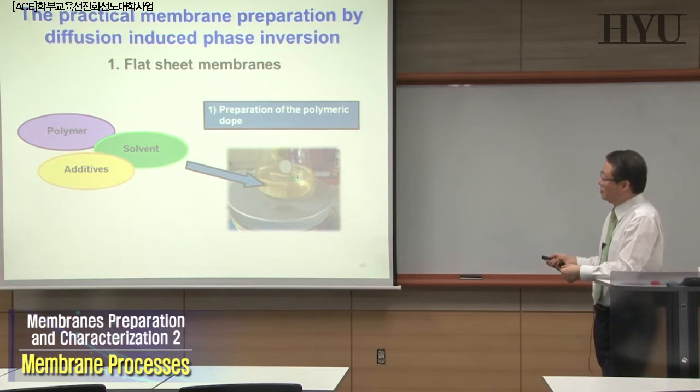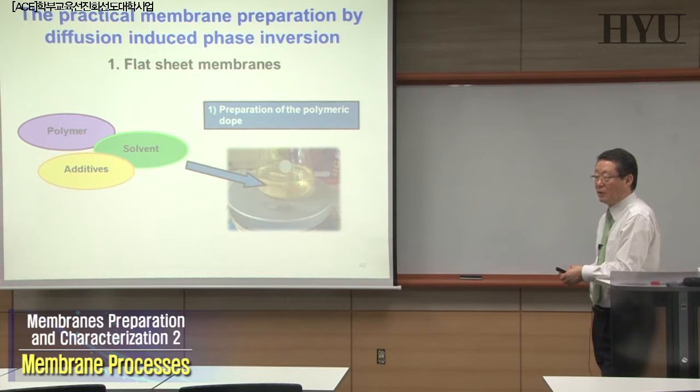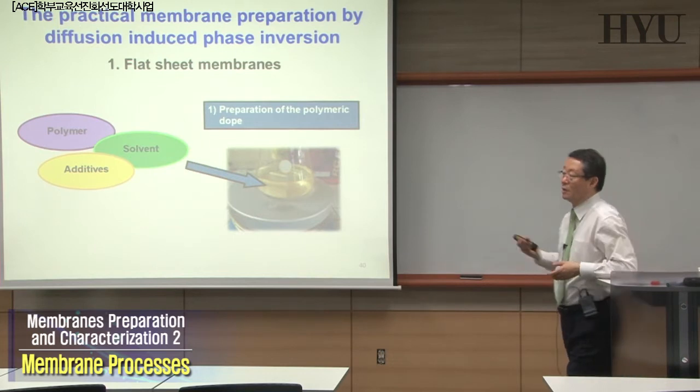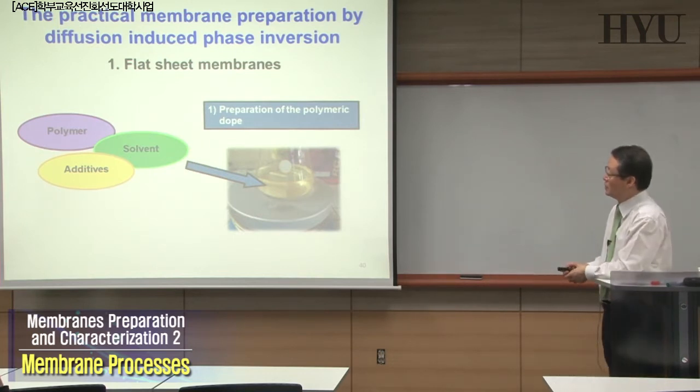Typically, it's a clear solution if it's the polymer dissolved in the solvent. This is what we call the dope solution. Dope solution is a clear solution, although you add some of the additives. Additives are very important. Choice of your solvent is, of course, important as well. If you choose a solvent with a very high volatility, such as THF or acetone, you should be very careful, particularly about the safety of your environment, the safety of your manufacturing site.